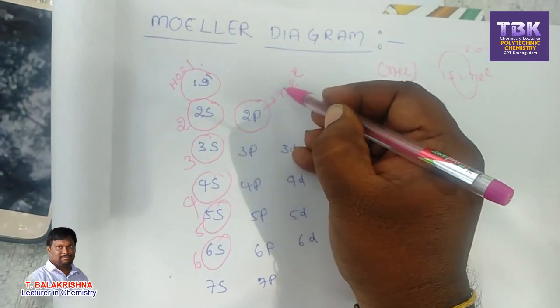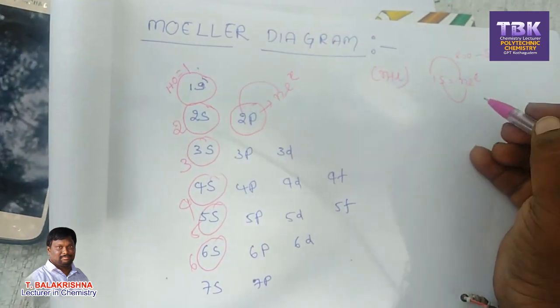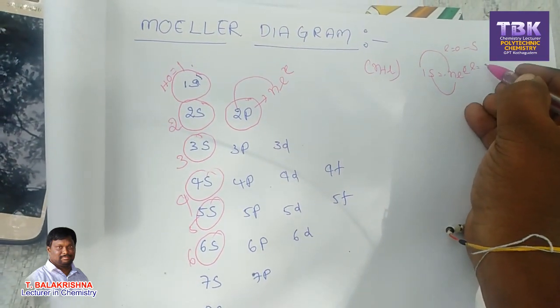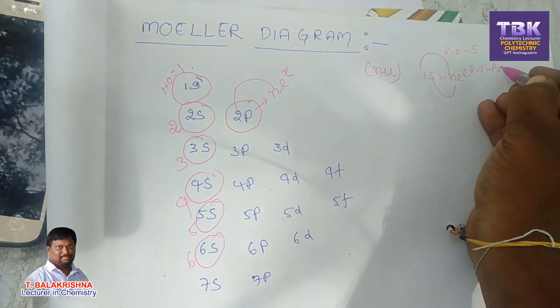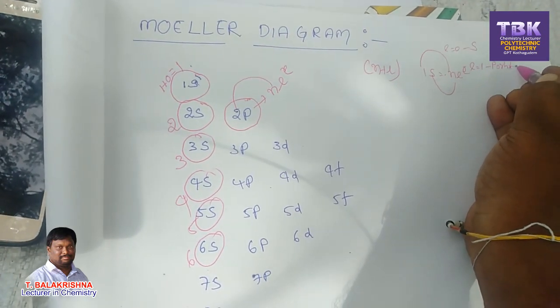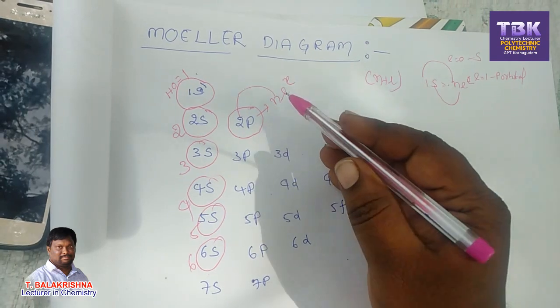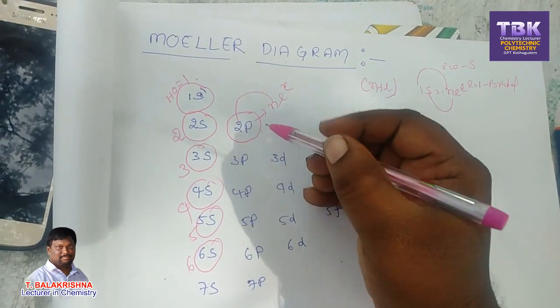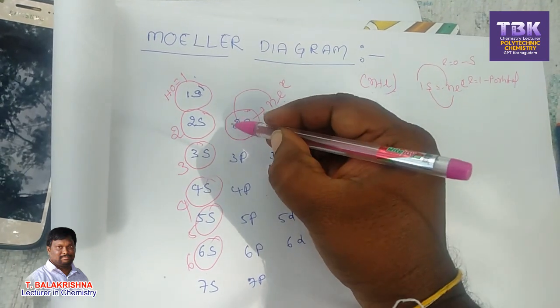What is the N value? 2. What is the L value? L is equal to 1, that is a p orbital. What is the formula? N plus L. N is 2 and L is equal to 1. So 2 plus 1, what is the value? 3.